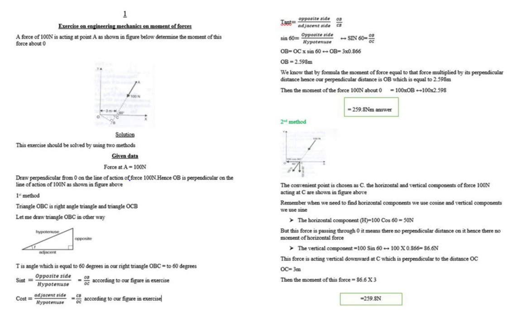The line passes through the OX axis at 60 degrees, at 3 meters distance. We have a triangle, like triangle OBC. They give us the distance OC, but we must find the distance OB, which is perpendicular to our force of 100 Newton.